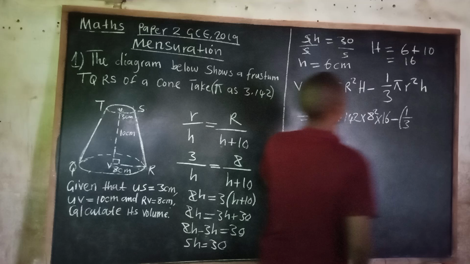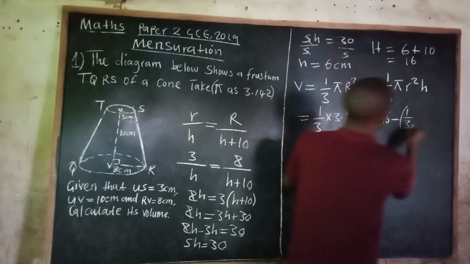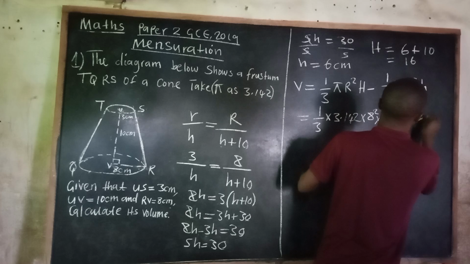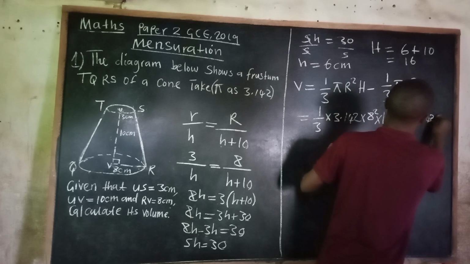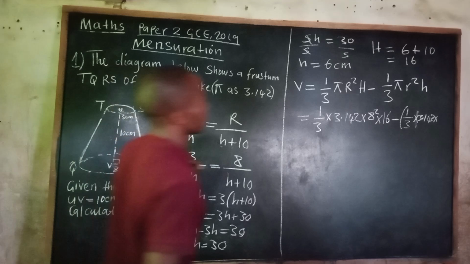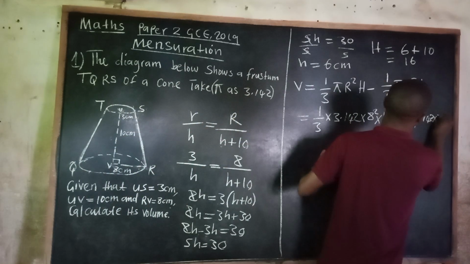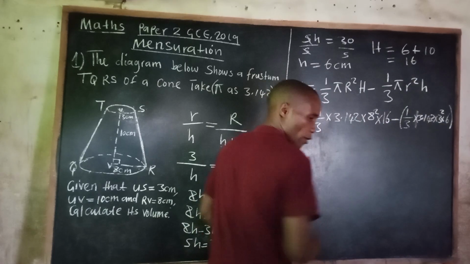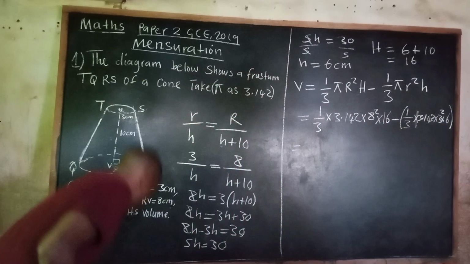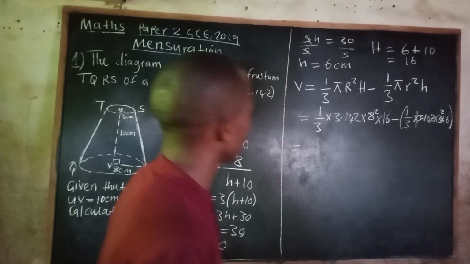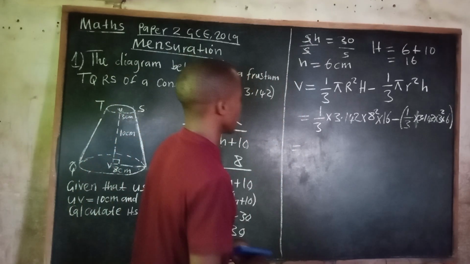Again, we have 1/3 times 3.142, then times the radius of the small circle, which is 3 centimeters, so there is a square there, then the height is 6. There we go. That is why in paper 2 we always use a calculator, so you can get a calculator there and make the calculations.